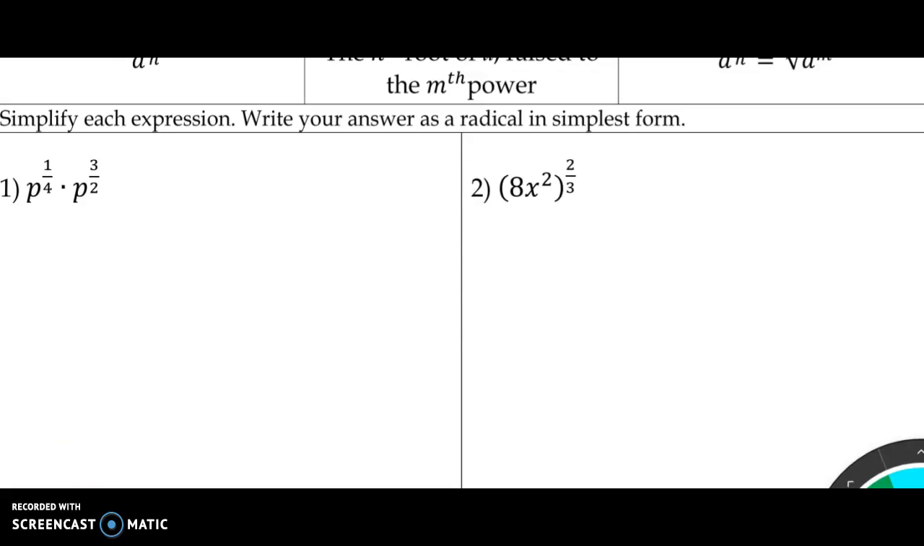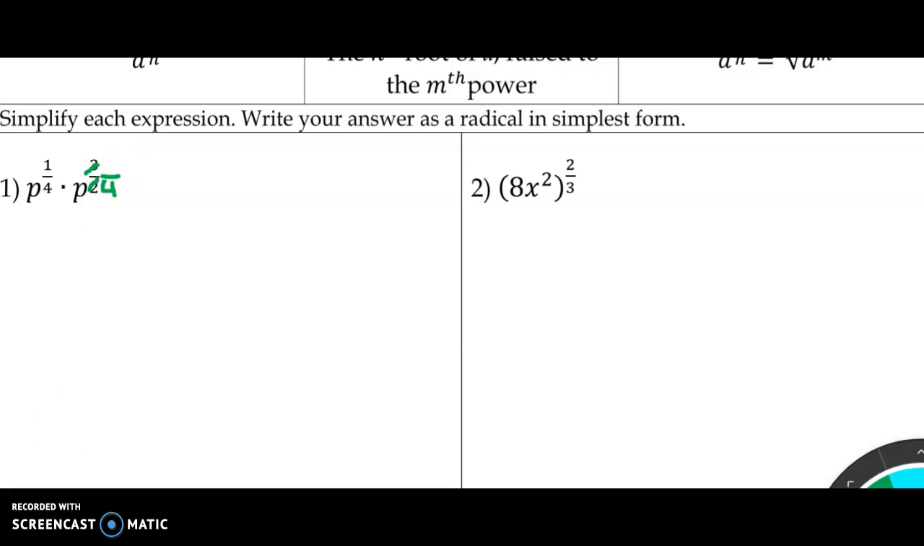So the first example, we're using the product rule here. So we will add our exponents. In order to add these exponents, though, because they're fractions, we need to have common denominators. So here we have p to the 1/4 times p to the 3 over 2. Here we will get a common denominator, so we'll multiply our denominator by 2 to get 4. And whenever we multiply the denominator by something, we also need to multiply our numerator by it, so 6/4.